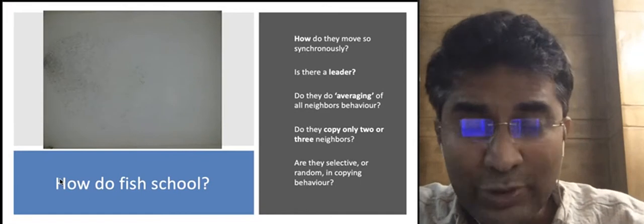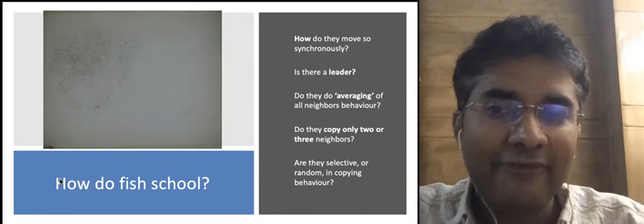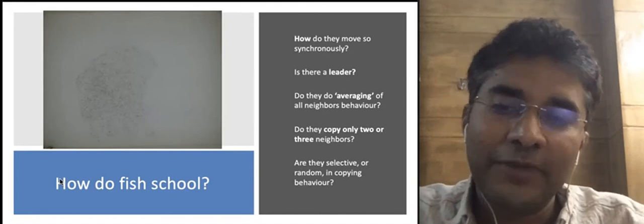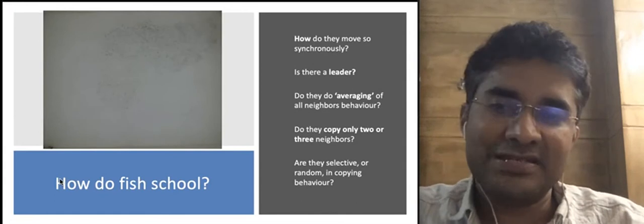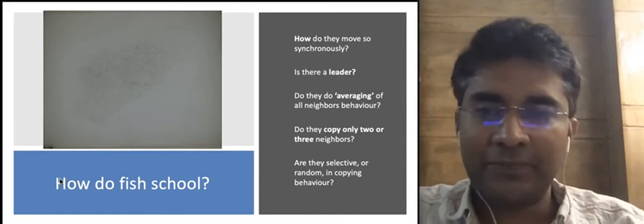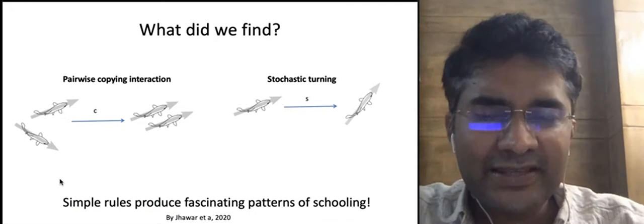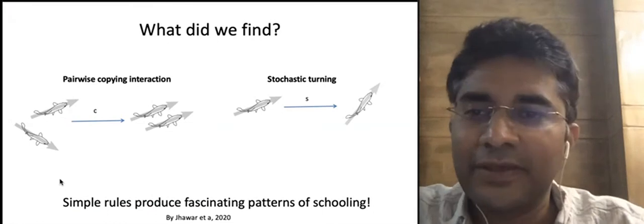And when they're doing this selection again, do they have a preference for who to follow? Do they have a leader or do they have a family member who they want to follow? Or are they doing it randomly? We can ask all these kinds of mechanistic questions of interactions. And what we find is the following. We find that an extremely simple rule can explain the schooling patterns I showed you in the previous video.